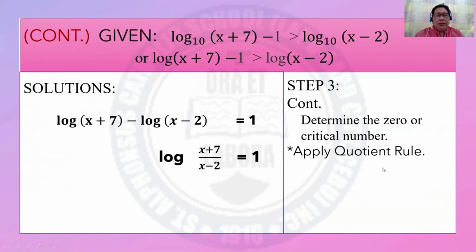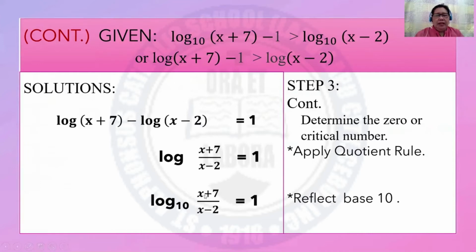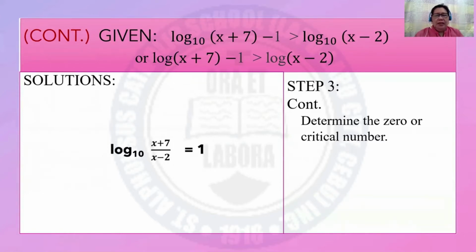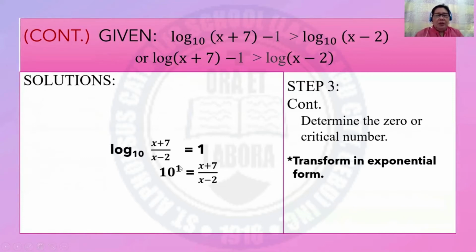According to the quotient rule, then you can reflect the base 10. We have now the logarithm of x plus 7 over x minus 2 to the base 10 equals 1. Next, continuation of the solution for step 3. Transform this in exponential form. So what we have, 10 to the exponent of 1 is equal to x plus 7 over x minus 2. Then we have to simplify. 10 to the exponent of 1 is simply 10.